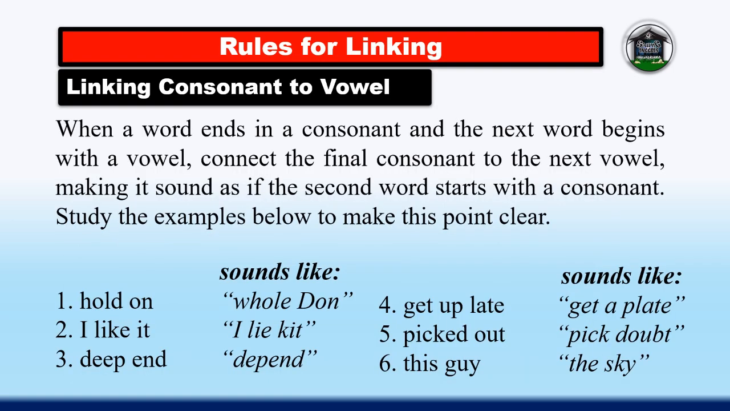Rules for linking. Linking consonant to vowel. When a word ends in a consonant and the next word begins with a vowel, connect the final consonant to the next vowel, making it sound as if the second word starts with a consonant. For example, "hold on" sounds like "hold on." "I like it" sounds like "I like it." "Deep end" sounds like "depend." "Get up late" sounds like "get up late." "Picked out" sounds like "picked out." "This guy" sounds like "the sky."